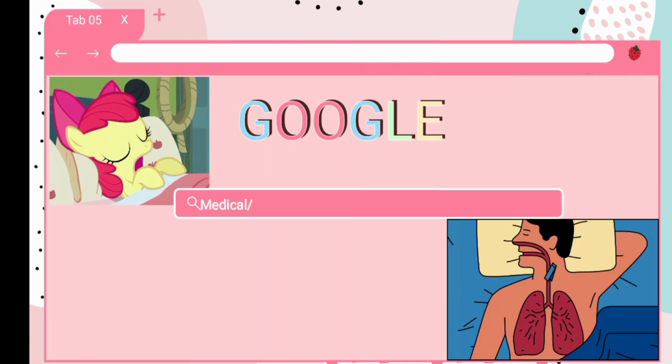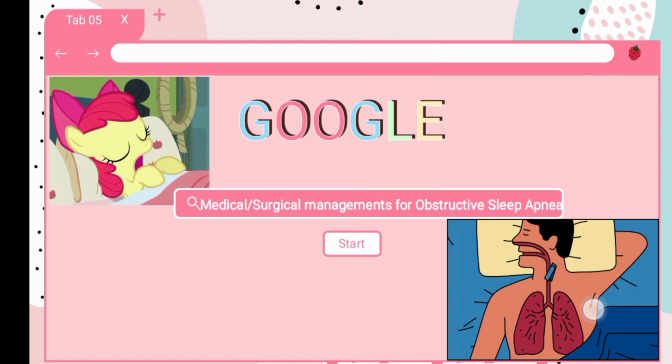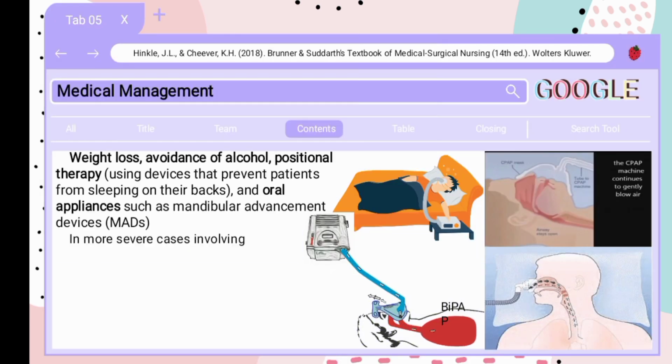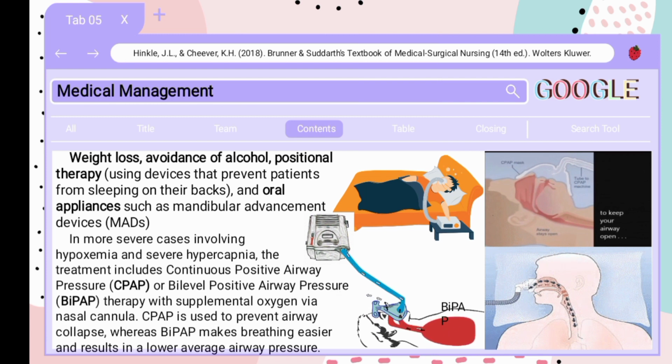For the last part, we have medical and surgical management for obstructive sleep apnea. Many patients usually seek medical treatment because their sleeping partners express concern or because they experience excessive sleepiness at inappropriate times or settings, for example, while driving a car.